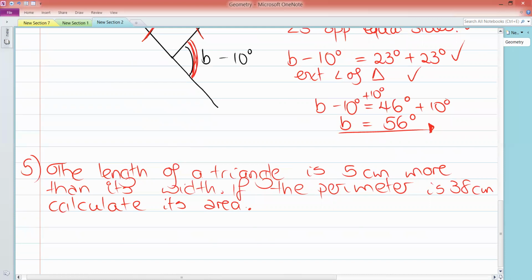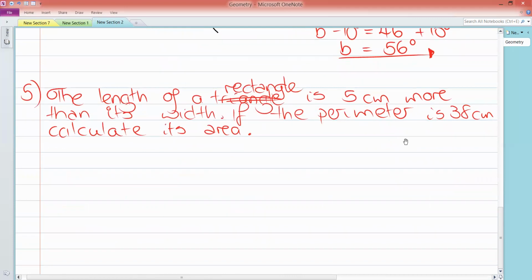Nice. Right, so, oh no, this is meant to be rectangle, not triangle. Did I say rectangle when I was saying it? Okay, so the length of a rectangle is 5 centimeters more than its width. If the perimeter is 38 centimeters, calculate its area. Right, let's draw this rectangle of ours. Okay, what do they tell us? They say that the length is 5 centimeters more than its width.